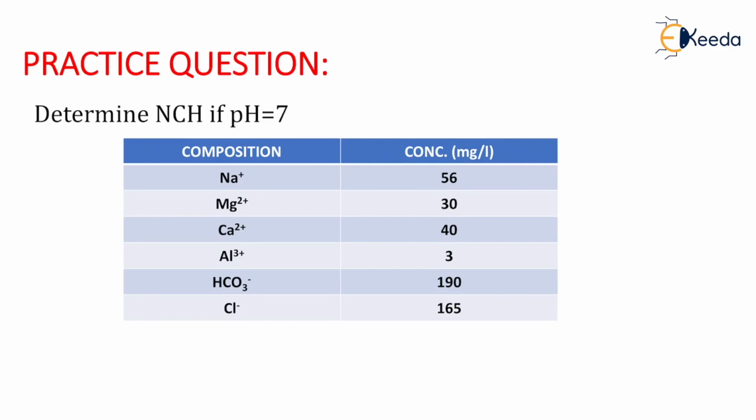The question is given as: determine non-carbonate hardness if pH is 7 and the composition and concentration of various ions is given as follows. For sodium Na+, the concentration is 56 milligram per liter. Similarly, magnesium Mg2+ is 30 milligram per liter, calcium Ca2+ is 40 milligram per liter, aluminium Al3+ is 3 milligram per liter, bicarbonate is 190 milligram per liter, and Cl- is 165 milligram per liter.